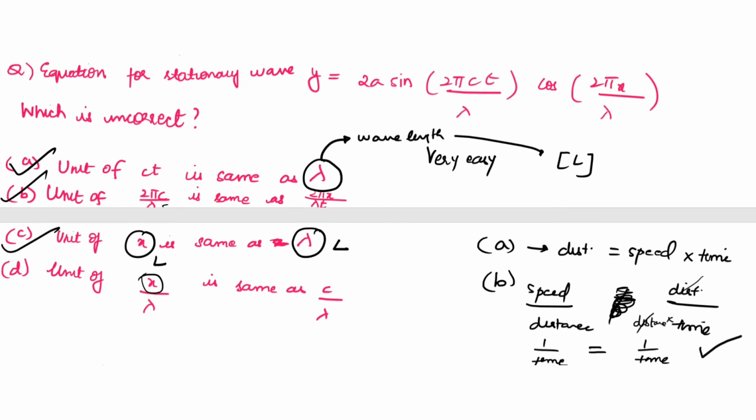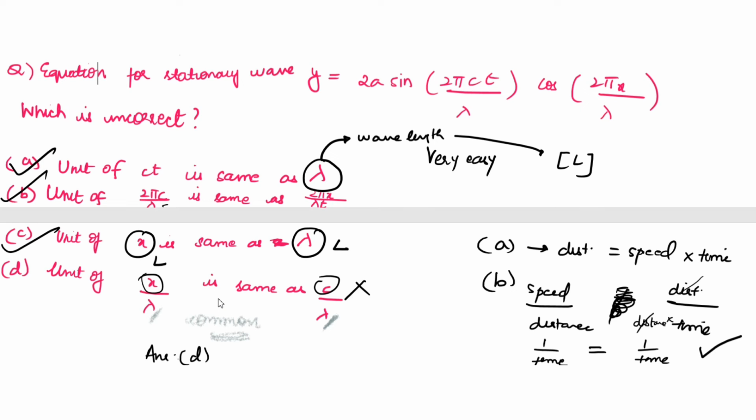So the unit of x by lambda is the same as c by lambda? What nonsense. You have lambda, which is common, present in the denominator, and x on the top, c on the top. x is distance and c is speed. So definitely the dimensions of them will not be equal. Okay, so this is incorrect.